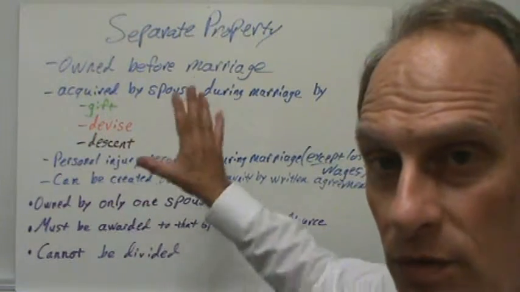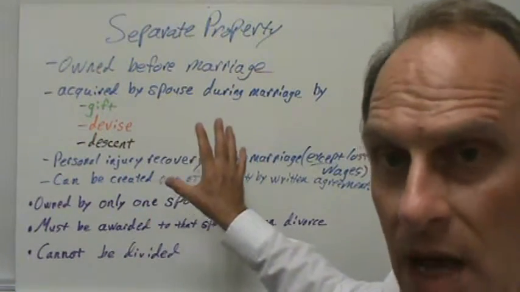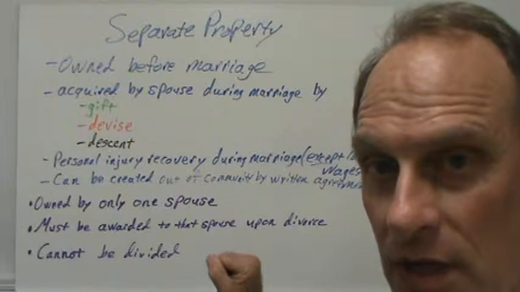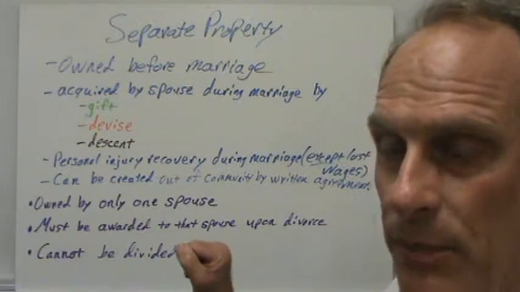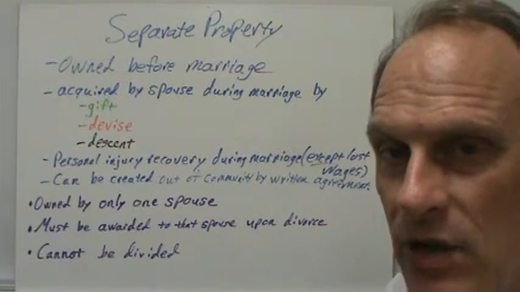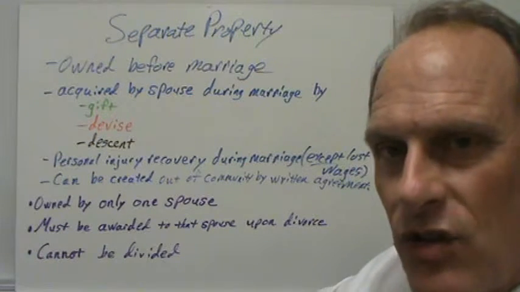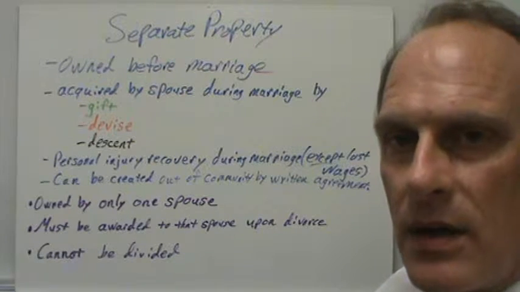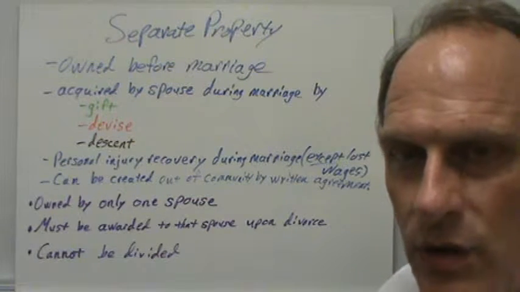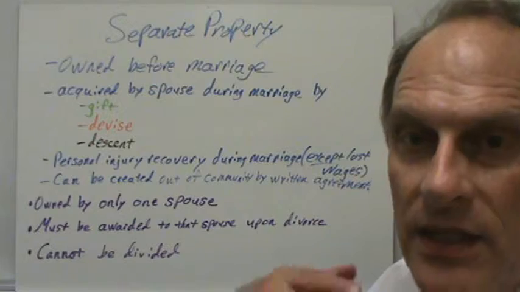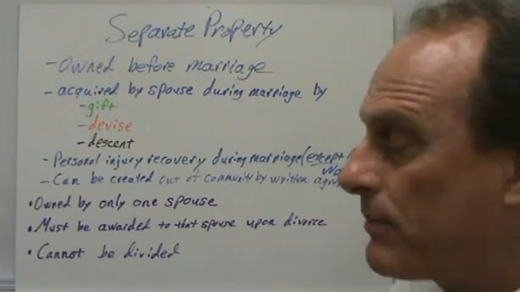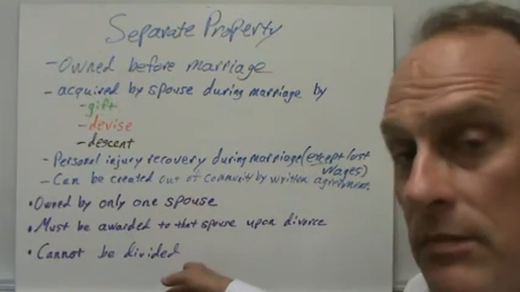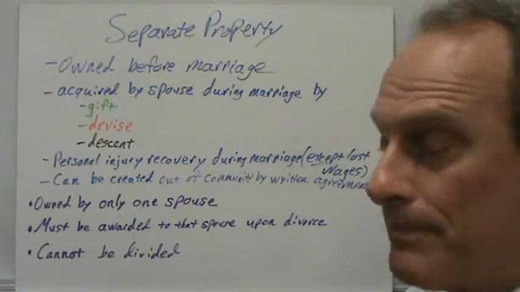And then, of course, separate property must be awarded to that spouse in a divorce. That's why people fight so hard to claim something as their separate property, because that takes it off the table, away from the judge to be able to divide, if the ruling of the court or the fact finder is that indeed it was separate property. Therefore, it cannot be divided.